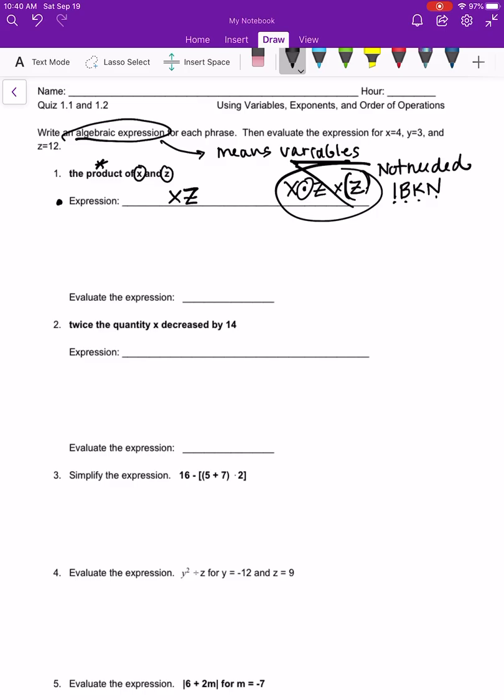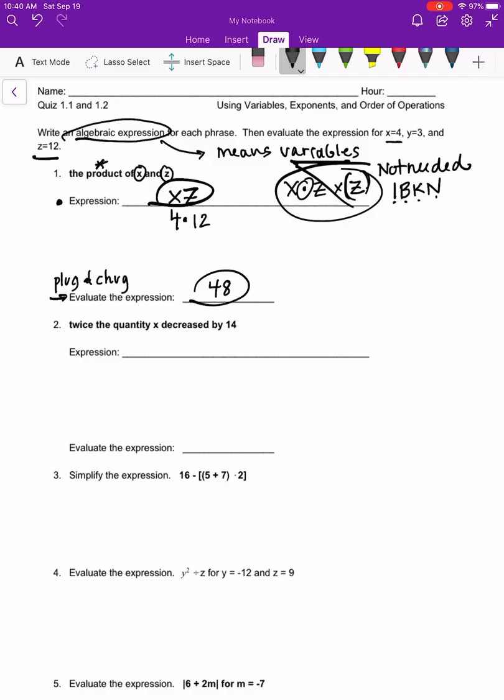Now, what you're going to do is plug in. That's what evaluate means. If you watched my video, you should have seen that. Evaluate, I like to call plug and chug. And so you are going to plug in 4 for x, and you're going to plug in 12 for z. And 4 times 12 is 48. That's all I was looking for, number 1. Again, if you watched the videos and did the homework, you should have been pretty successful.